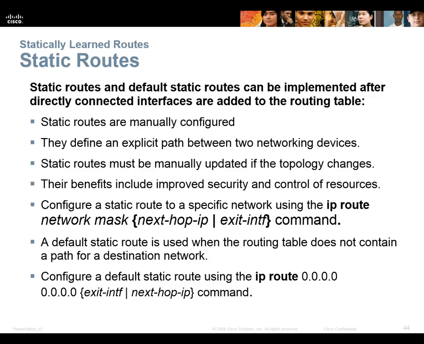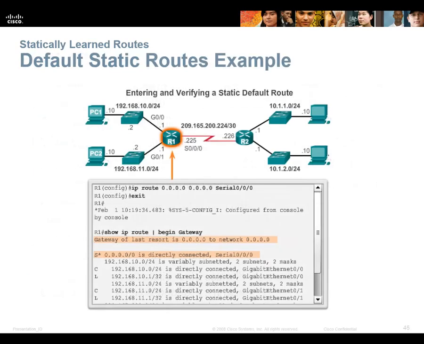You configure it with the IP route command: ip route, network, mask, and then next hop. And then finally, we're going to exit the interface command. A default static route is used when the routing table does not contain a path for a destination network. And to configure that, we do IP route zeros to zeros on the interface that we're going to allow that traffic out. Here we've got an IP route out serial 0/0/0, so we've got the gateway of last resort. So that means everything will go out that interface.